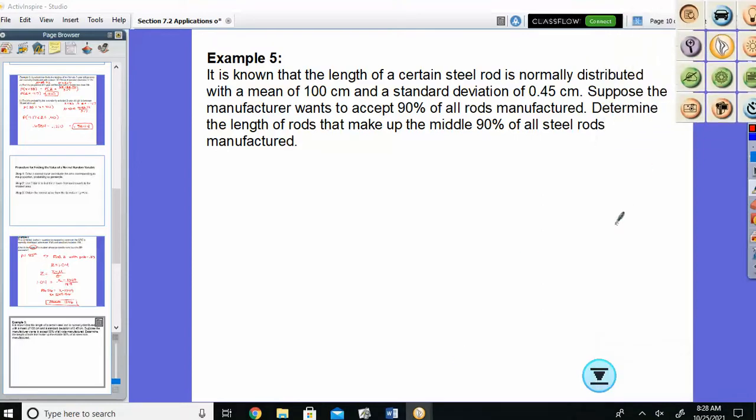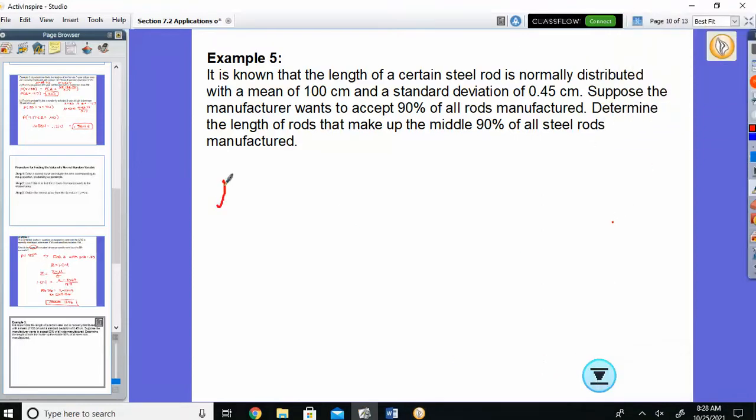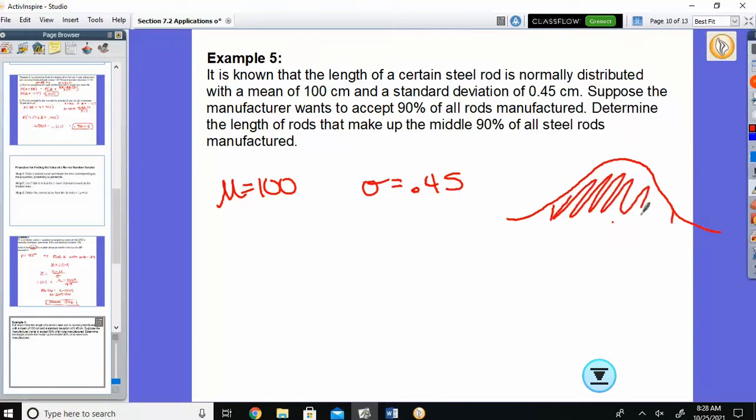So we know it's a normal distribution. The mean is 100. Standard deviation is 0.45. You want to accept 90% of all rods manufactured. Determine the length of the rods that make up the middle 90% of all steel rods. So if we think about our normal distribution, we want to take this middle part, and that is 90%, so that's 0.9.